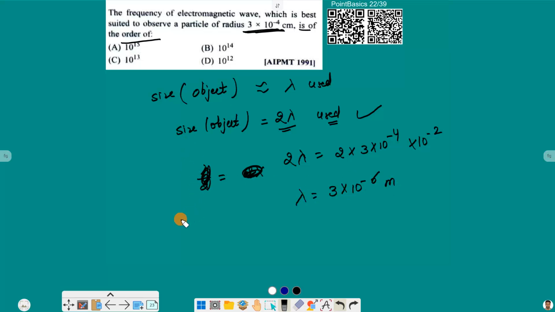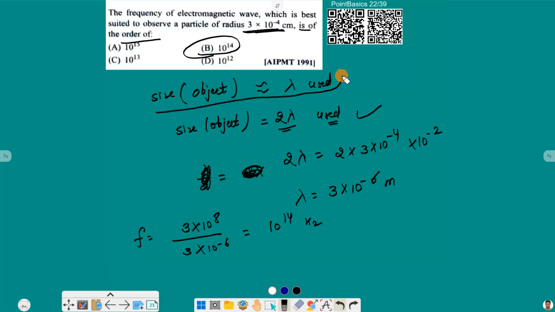Now we can calculate the frequency. That frequency will be C, that is 3 into 10 raised to power 8, divided by lambda, that is 3 into 10 to the power minus 6. So this will give us 10 raised to power 14 hertz. That is option B for us. So normally, the size of the object should be comparable to the lambda used. For better resolution, we take twice lambda.